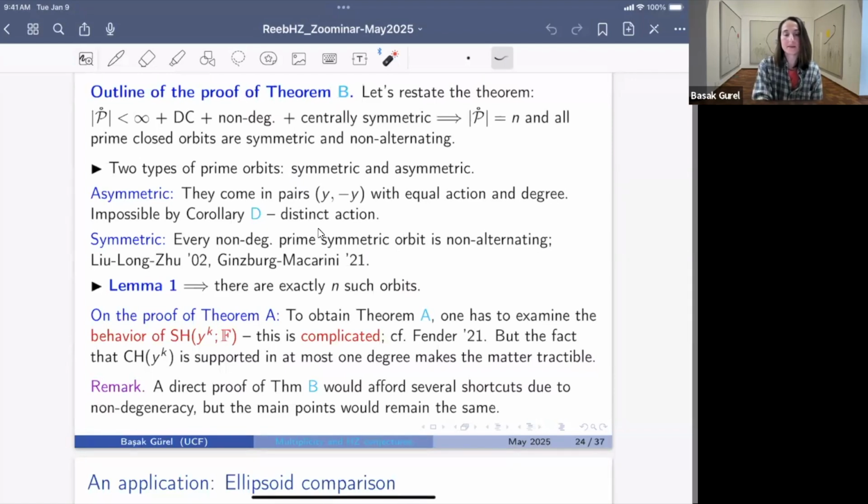Now, theorem A is a part that I'm essentially not going to say much about. What you need to do is look at the behavior of local homology under iterations. And this is a complicated, well-known method. You really need to dig down into it, which we do, but it's a bit beyond the scope of the talk. But you have some simplifications. We have results, our theorem C, corollary D, etc. The fact that the equivariant homology is supported in at most one degree makes the whole thing somewhat more tractable.